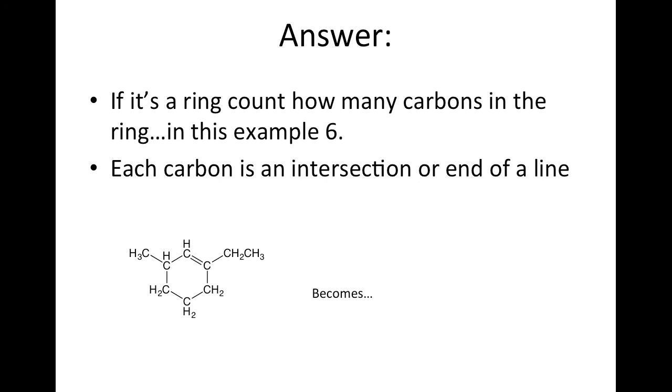Then what you're going to do is attach lines to represent each of the bonds. So we have our hexagon as where we start from. Those are our 6 carbons in the ring. There's a double bond between the top carbon and the carbon to the right, which we're going to also represent. There's a methyl group coming off to the left, which is represented by a single line, and the end of that line represents a CH3 group. There's an ethyl group coming off to the right, represented by a CH2 and CH3 group.